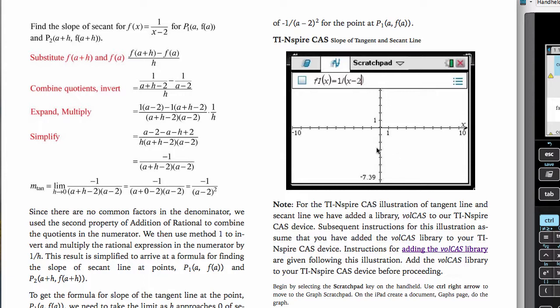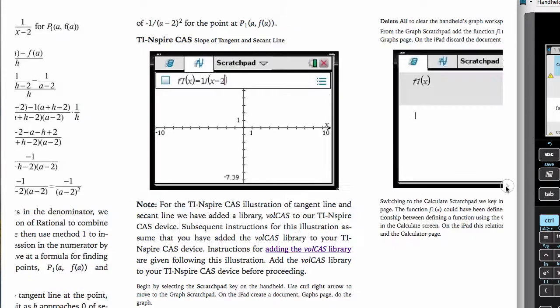We're going to add this function, 1 over x minus 2, into our Scratchpad graphing app to take a look at it. And we're also going to add a Volcast library that has to do with finding equations of secant lines and tangent lines and so forth. Our calculator has a built-in equation of a tangent line operation, but putting our own in will help us understand what's going on. And it doesn't have a secant line and so forth, so there's some value in adding our own library. So let's turn the page here.